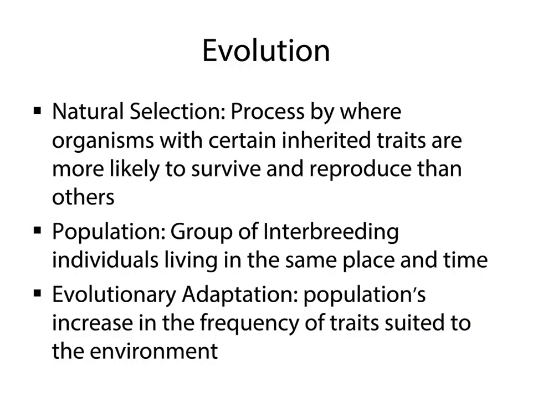So again, Darwin didn't know what a gene was, and he didn't know how traits were inherited, but he came up with the idea of natural selection, where organisms with certain inherited traits are more likely to survive and reproduce than others. Okay. Other things you need to know as we start talking about evolution in the class is I want you to be able to define a population, which is a group of interbreeding individuals living in the same place and the same time. Okay. Last but not least, an evolutionary adaptation. So a population increases in the frequency of traits that are better suited to the environment.